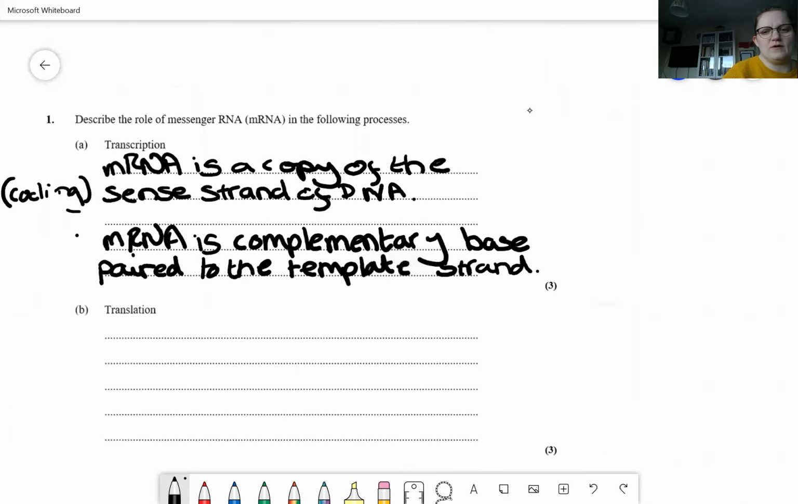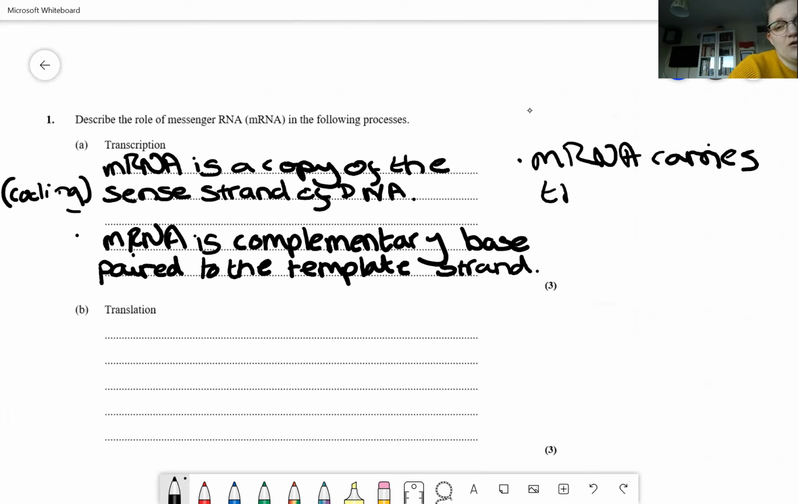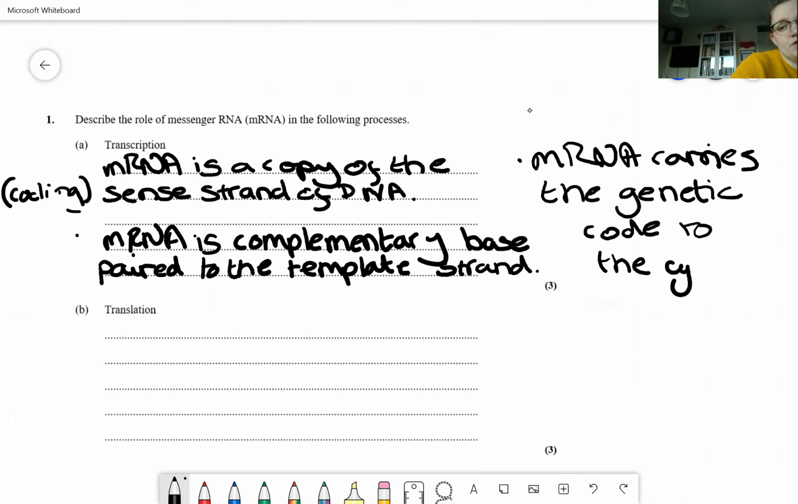Another thing I would always want to include would be that mRNA carries the genetic code. mRNA carries the genetic code to the cytoplasm. So obviously the DNA can't do that. Okay, so it's a copy of it, complementary base paired to the template, and it carries it to the cytoplasm.